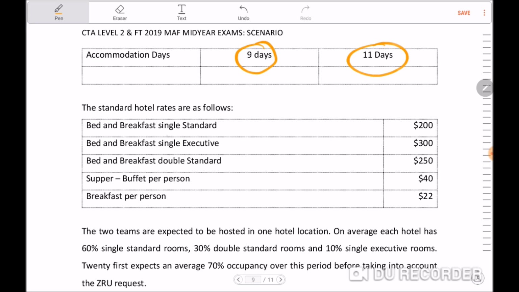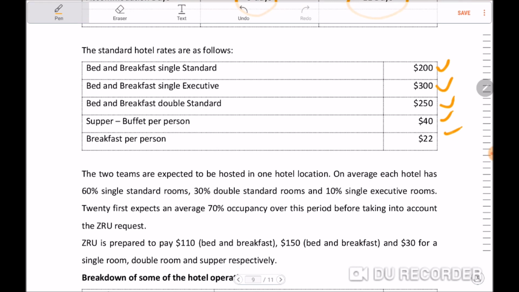So bed and breakfast, a single standard room. These are our standard rates. Happy. But we are told that the 2 teams are expected to be hosted in one hotel location. On average, each hotel has 60% single rooms, 30% double, 10% single executive. And 21st expects 70% occupants.